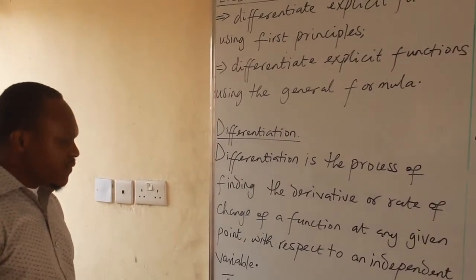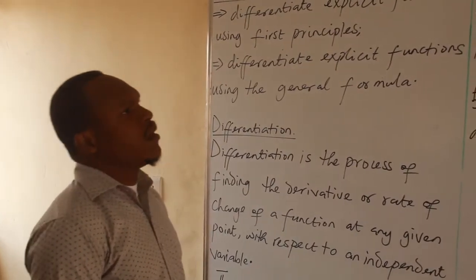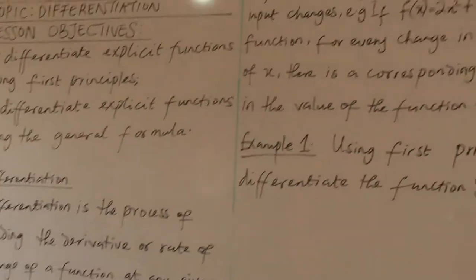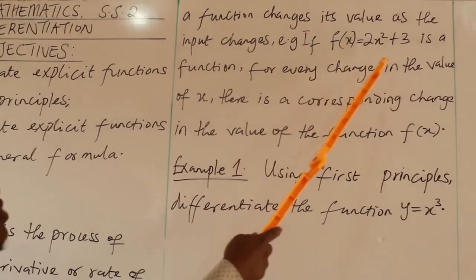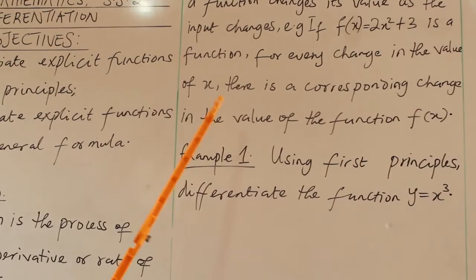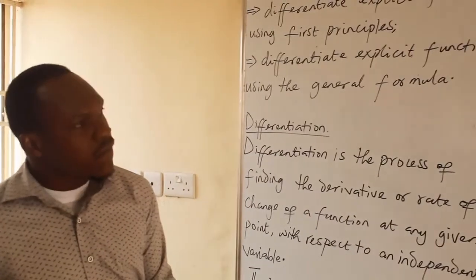The derivative is a measure of how a function changes its value as the input changes. I give an example. If the function f of x is equal to 2x squared plus 3, for every change in the value of x, there's a corresponding change in the value of the function f of x. Now, I'll go straight into one of the objectives we have for today.